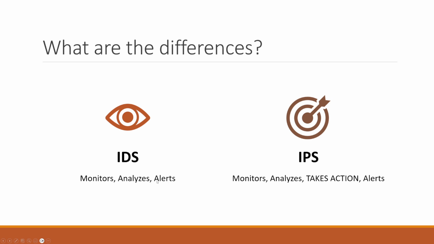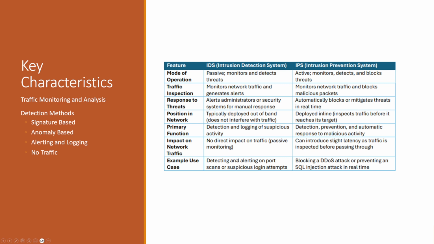Okay, so the big key here, remember the IPS is going to take action. This is the big difference. Now here's some of the key characteristics that you'll see between an IDS and an IPS. Because remember, they're pretty much identical, but one of the biggest things is depending on where they're going to be placed in the network and the actions that they can complete.